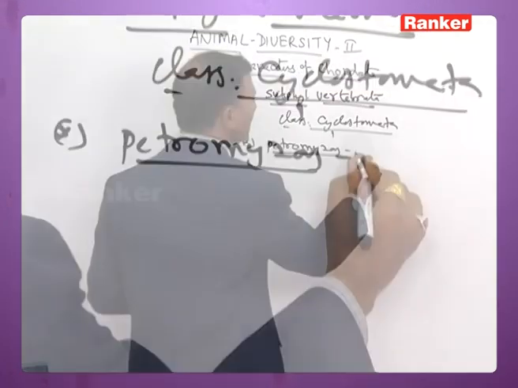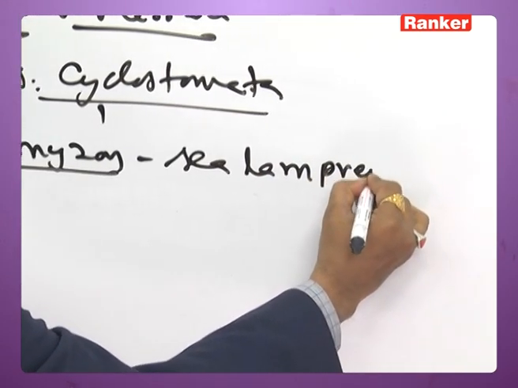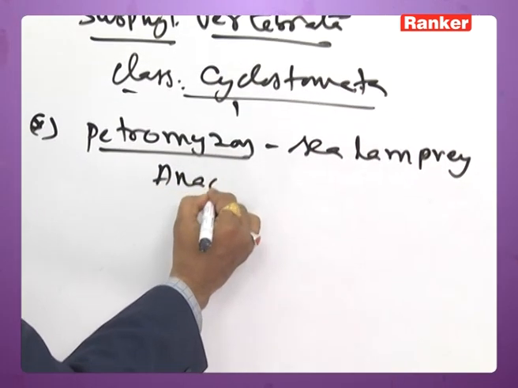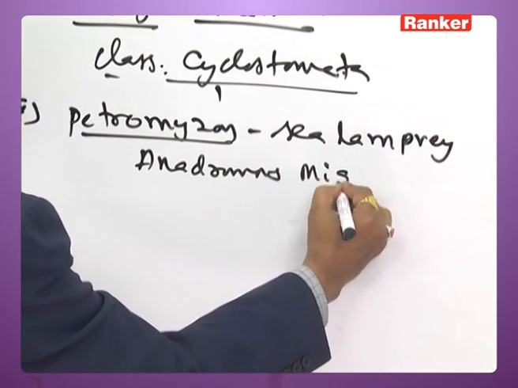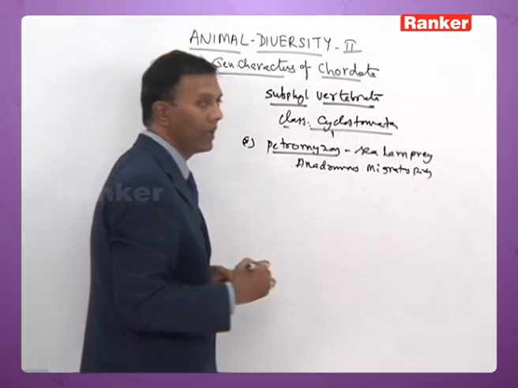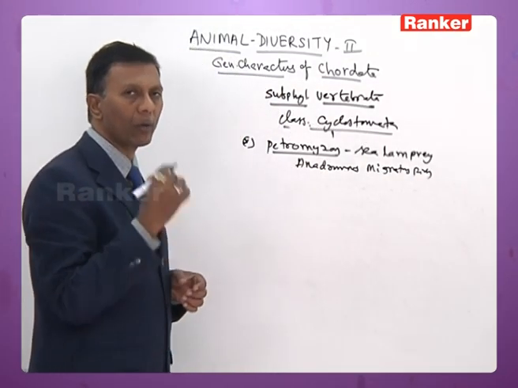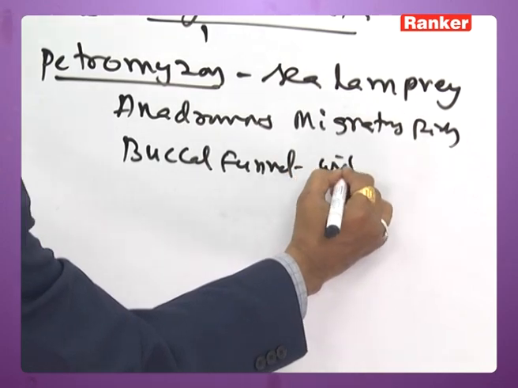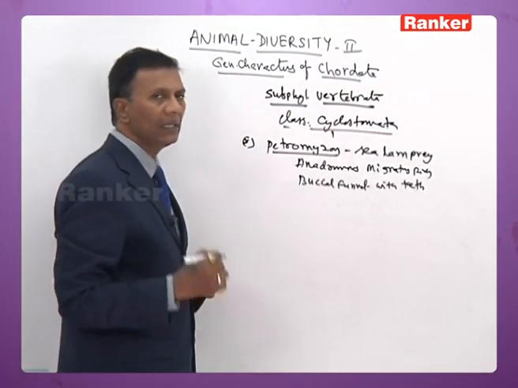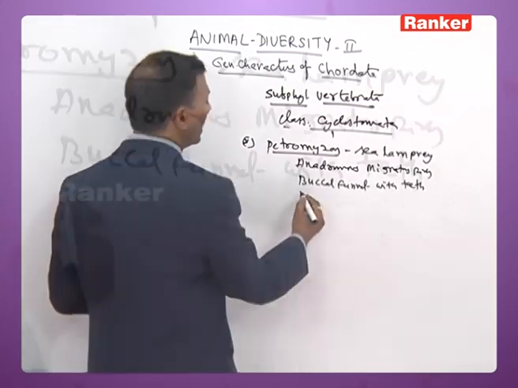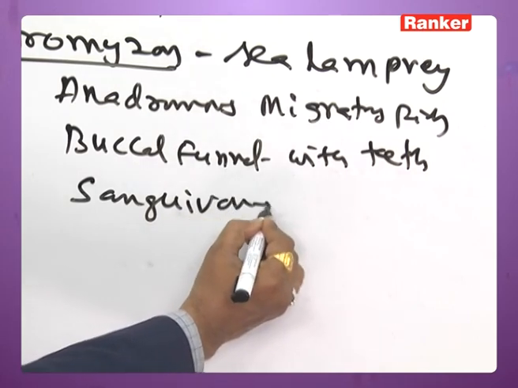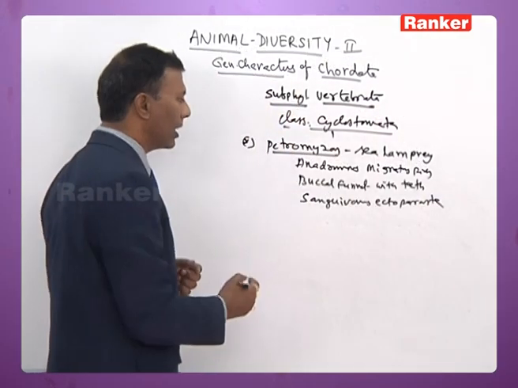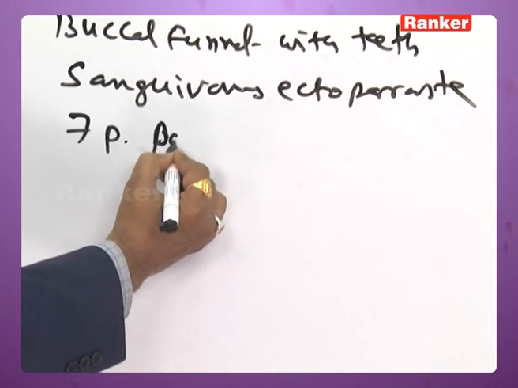Petromyzon is commonly called sea lamprey. Petromyzon is an anadromous migratory fish. It migrates from marine water to fresh water. In Petromyzon, a buccal funnel is present towards the anterior end. That buccal funnel is provided with rasping teeth. Petromyzon is a sanguivorous ectoparasite. It has 7 pairs of pouch-like gills.